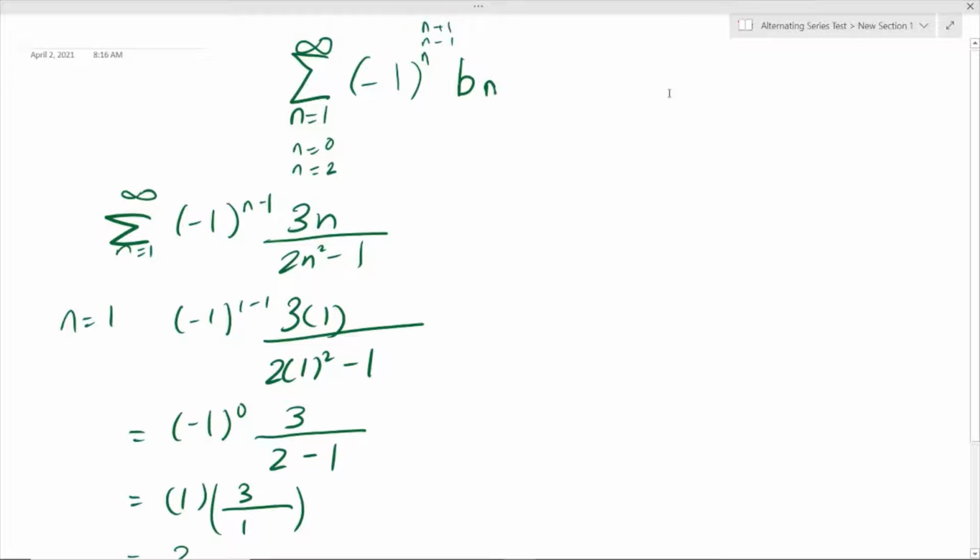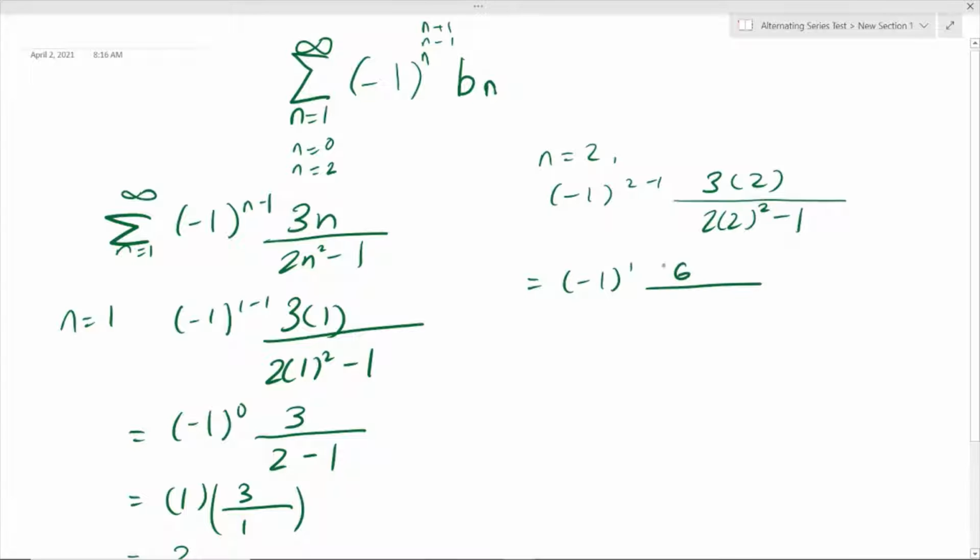Now let's try n equals 2 and see what happens. So if we were to plug in n equals 2, just plug in n equals 2 into each of these n's. And we would get -1 here to the exponent of 1. 3 times 2 is 6. And then 2 times 2 squared, 2 squared is 4. 4 times 2 is 8. We subtract 1 here. Get -1 here. And then 6 over 7. And this would be, at last, -6 over 7.